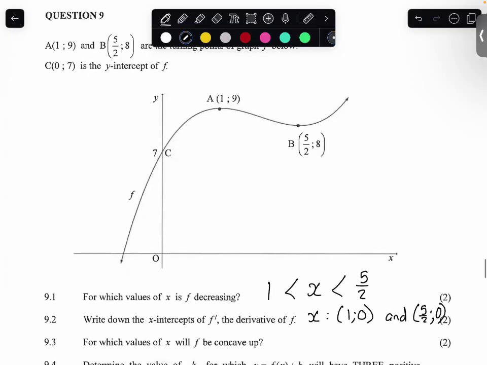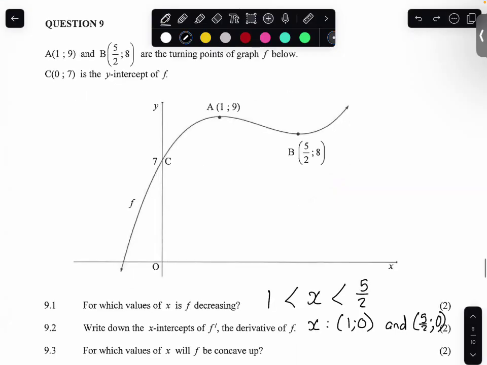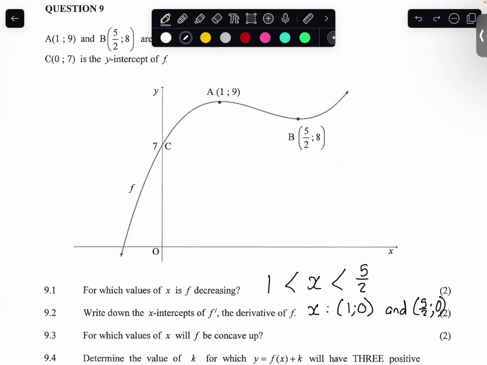For which values of x will f be concave up? So it's concave up here. That's the smile. This is concave down. But now we need to find the point of inflection, or the point of concavity, meaning where the graph changes from concave down to concave up. To find it, we have to find f double prime x. It's also the midpoint between the two turning points.